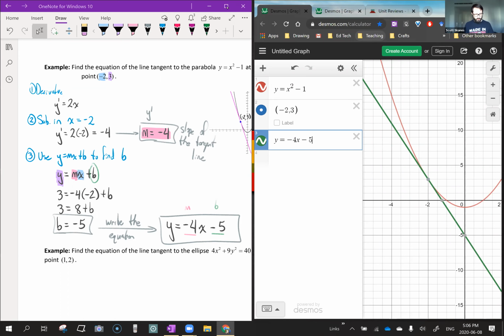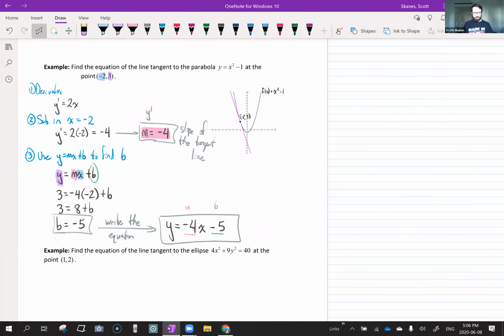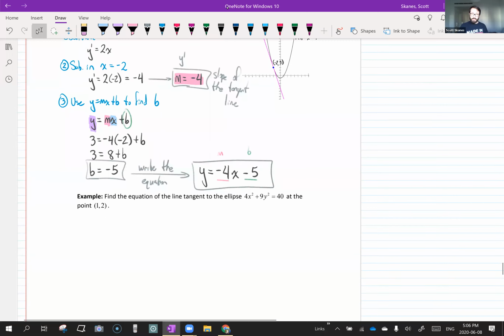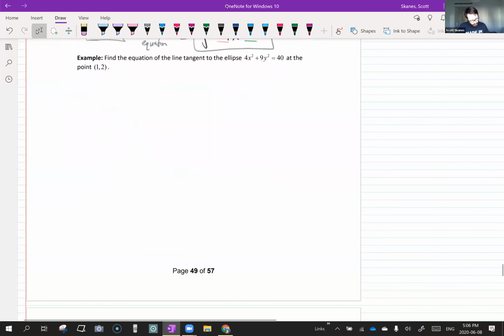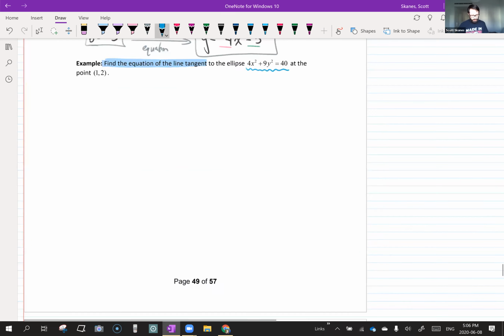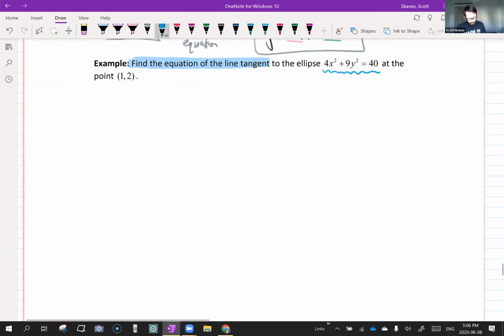All right, let's do one more question. Maybe two more questions because these don't take that long. And then we'll be done for the day, okay? Find the equation of the tangent line. It's an ellipse at this point, and the equation was given like this. So we can see, hopefully you're getting better at this, figuring out what's what.